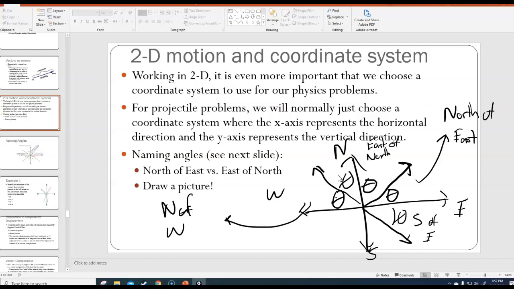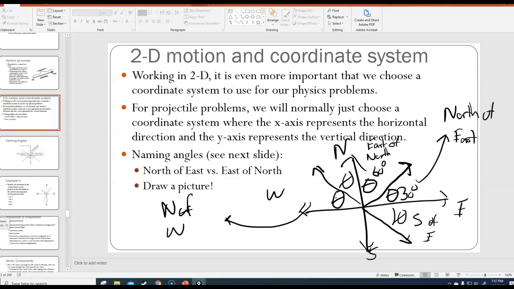So for example, if I indicate that the direction of my vector is 30 degrees north of east, if I say that this angle down here is 30 degrees, then this angle up here would be 60 degrees, because those angles are complementary to each other. So 60 degrees east of north and 30 degrees north of east indicate the exact same direction. Neither of them is any more right than the other. It's just two ways of specifying the same thing. But make sure you understand that naming convention.